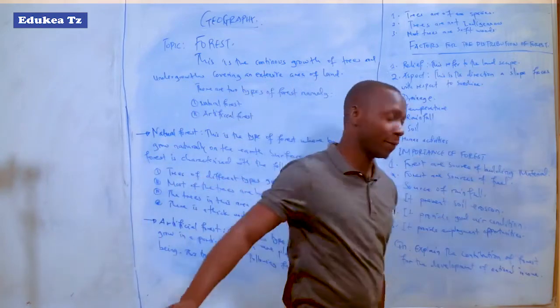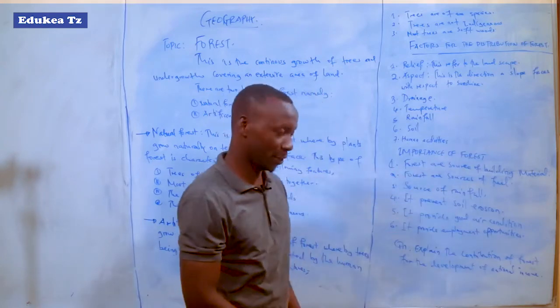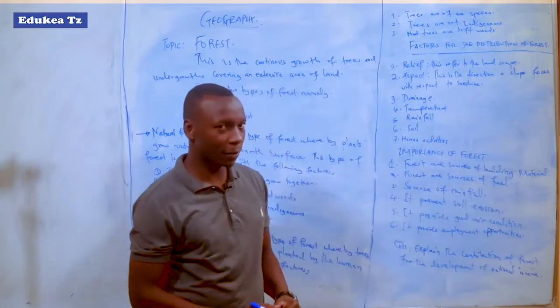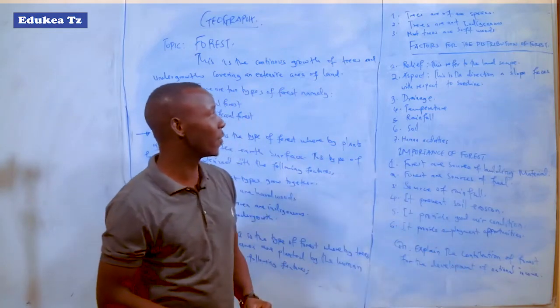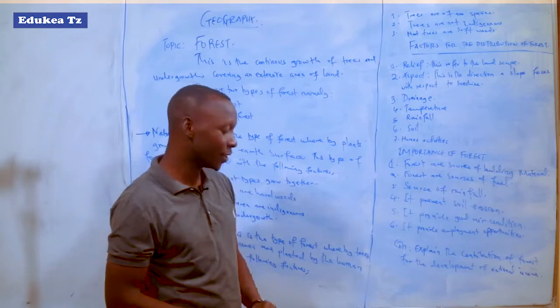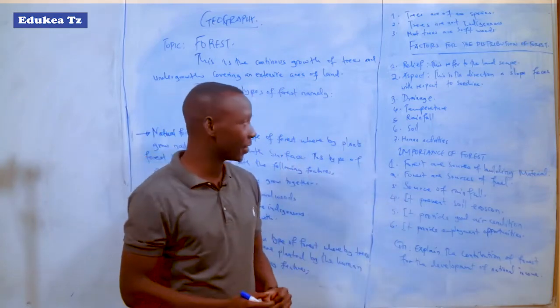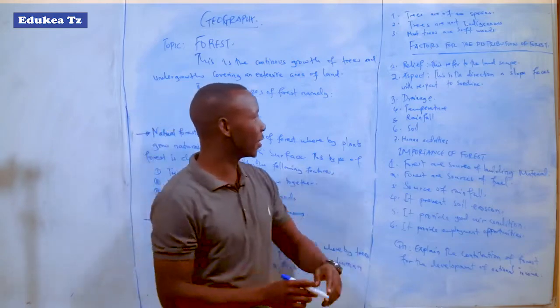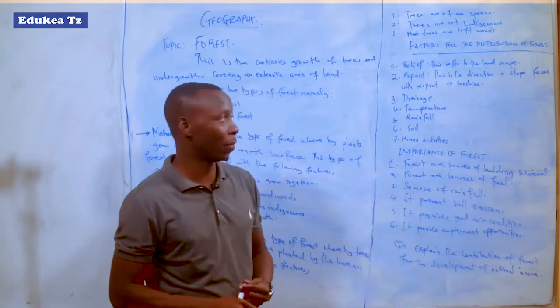There is the issue of relief. When we talk about relief, this refers to the landscape, the nature of the area, the nature of the land. Whether it is a gentle slope or steep slope, this affects the distribution of trees. If there is a steep slope, the trees will not be there. If there is a normal relief, trees will grow in that area.